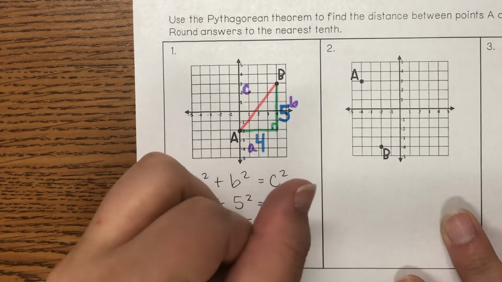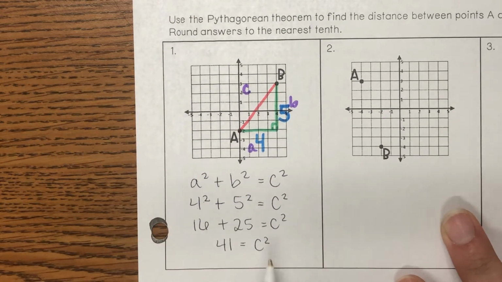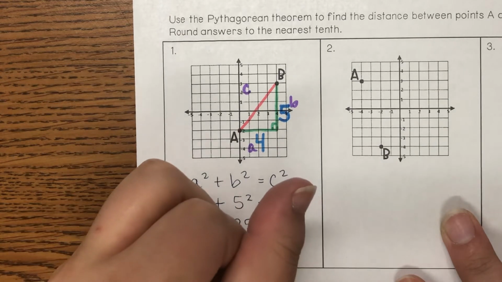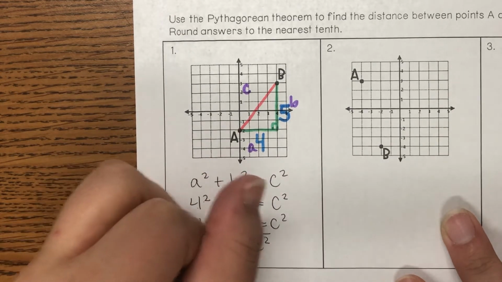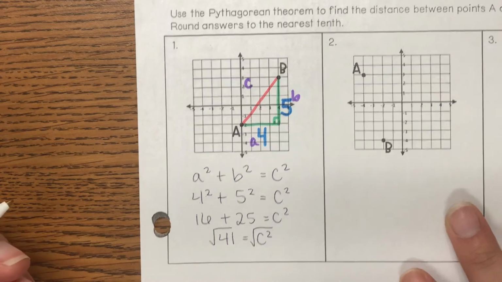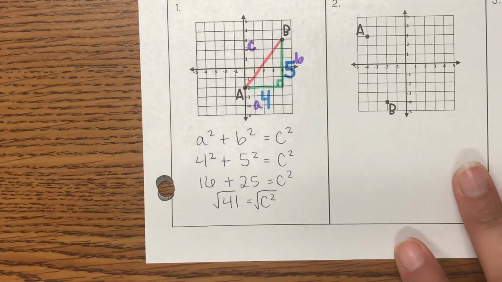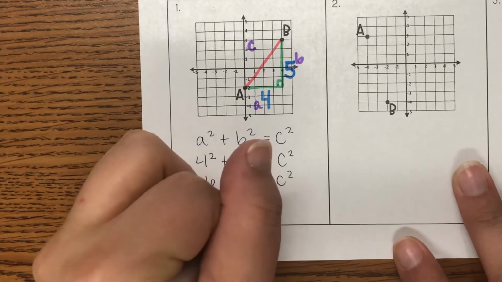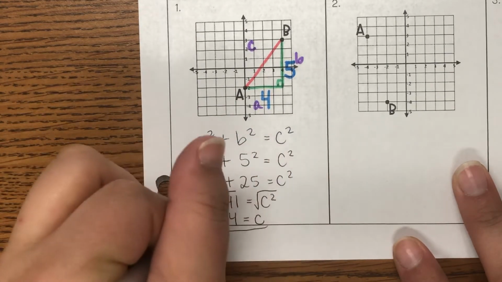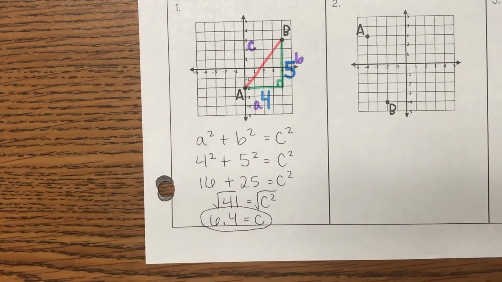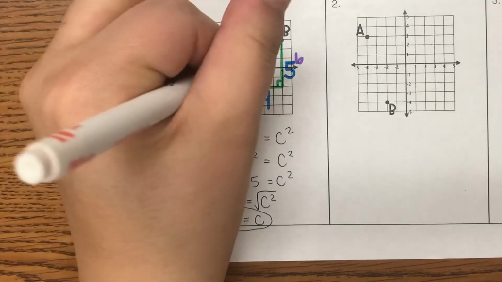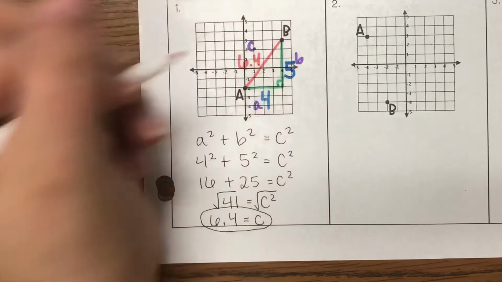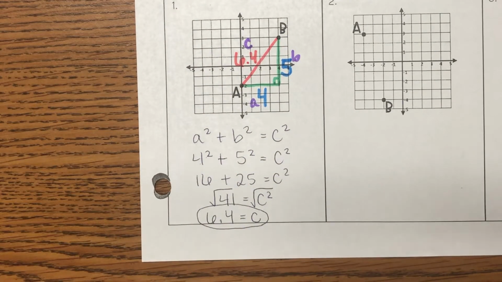41 equals C squared. Now I want to get C all by itself, so I need to take the square root. I do it to both sides. You can plug that into your calculator. So the square root of 41, I'm going to round it to 6.4, and that equals C. So that means the distance from A to B is 6.4 units.